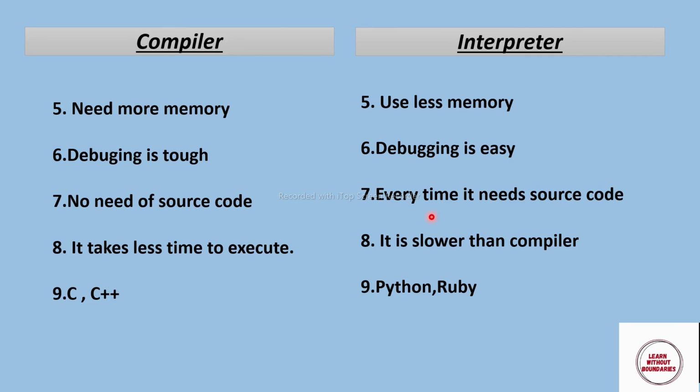So the interpreter needs the source code every time. The compiler takes less time to execute, because we take the whole code at the same time. But in the interpreter we take line by line, so it is slower than the compiler. C and C++ are compiled languages, and Python and Ruby are interpreted languages.